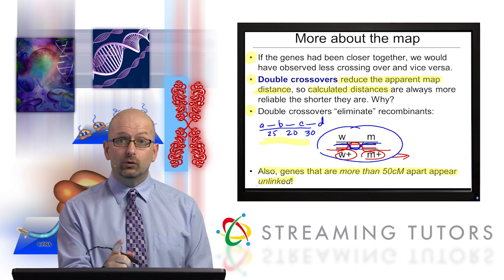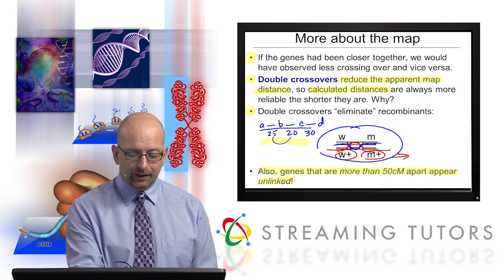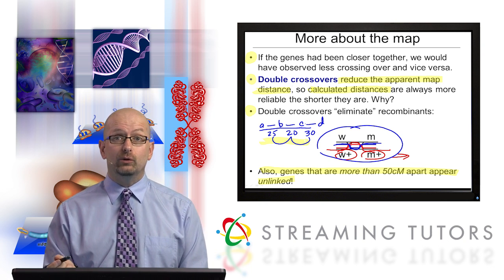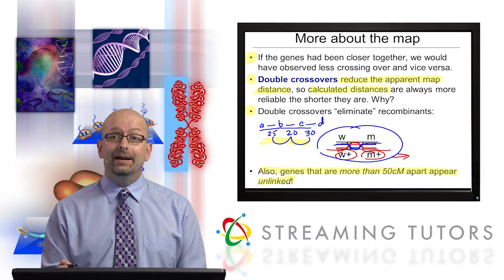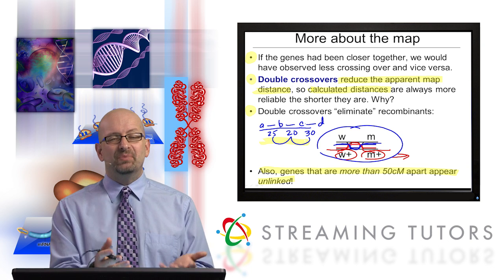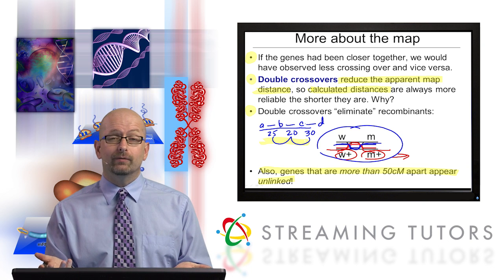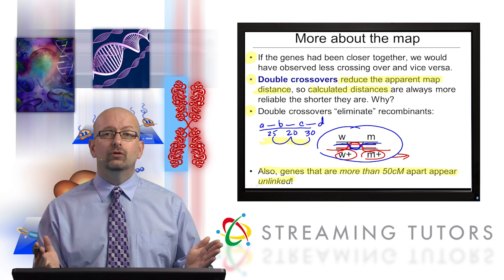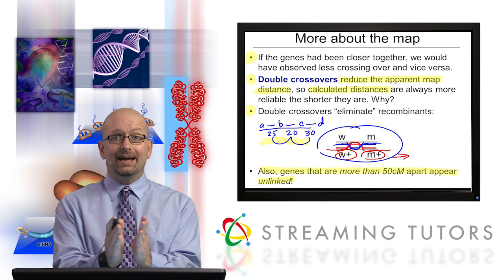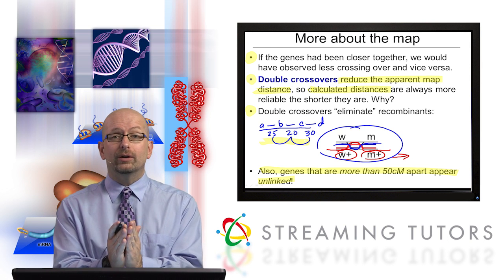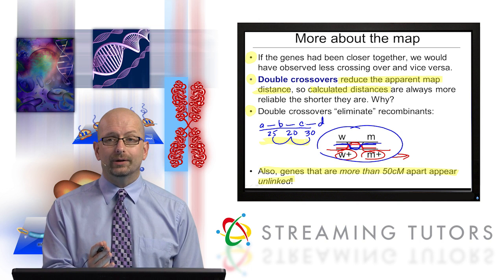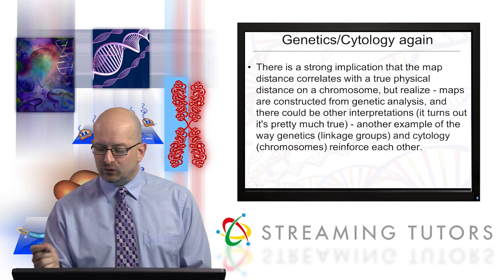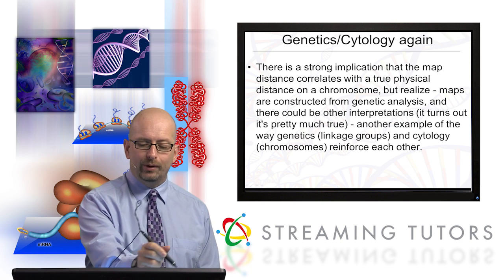But by extension, we could then add them up and say, okay, if we want to know the distance between A and D, in fact, it is 75. But if you just used A and D in your analysis, you would never see more than 50% crossing over. So that's sort of an extension of the idea that smaller distances are always better and more reliable and more accurate.